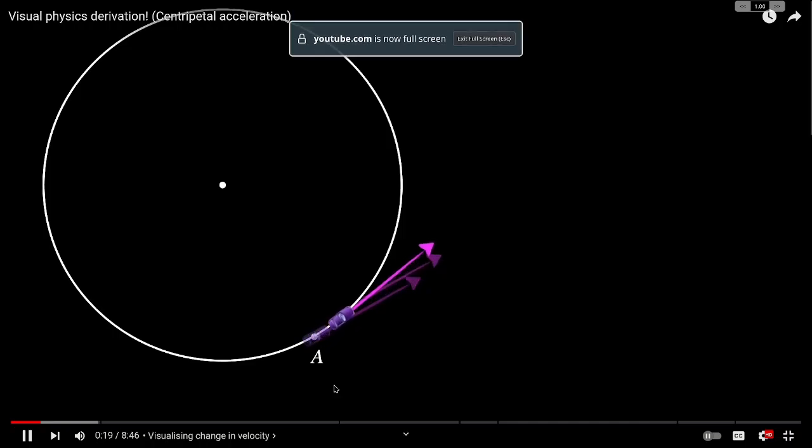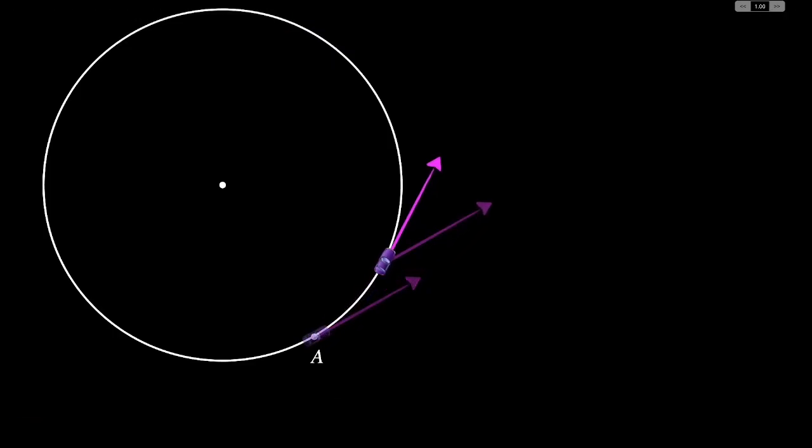Let's pause the movie when the car comes to point A. Let's wait for a small time for the car to come from point A to some point B. Now, to calculate how much the acceleration is, we need to first be able to visualize the change in the velocity. Can you visualize that just by looking at this picture?